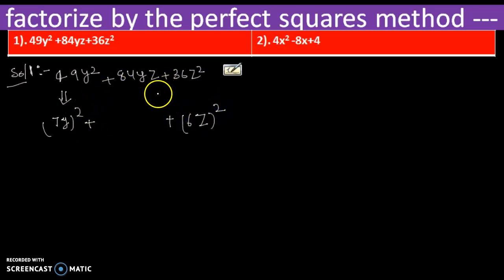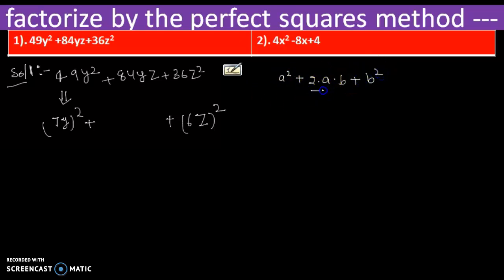Now let us move towards the middle term. So students, I hope you remember the identity first, which is a square plus 2 into a into b plus b square.